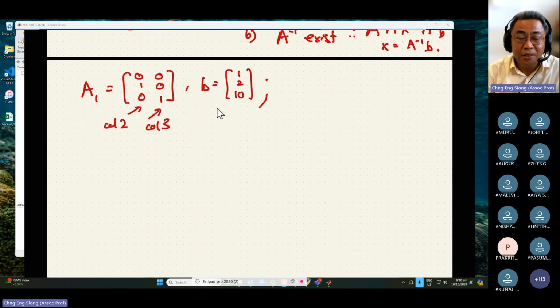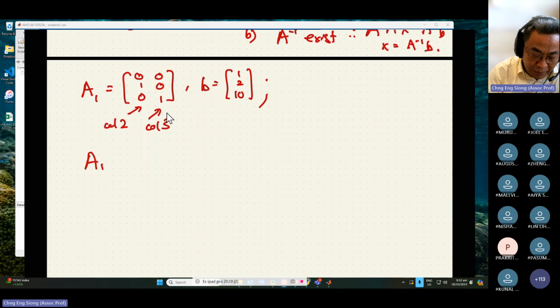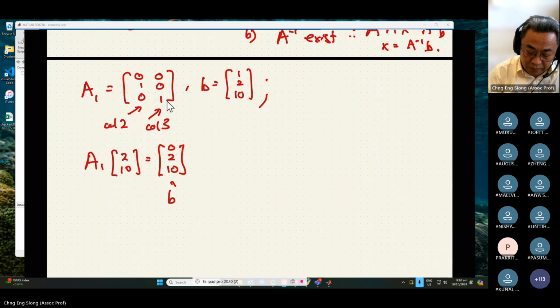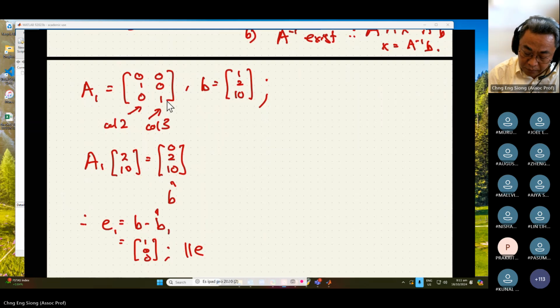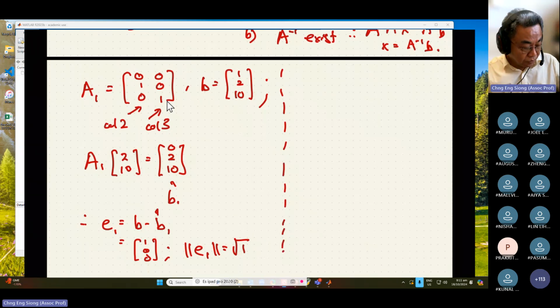So, okay, let's try. Trying to solve this is trivial, right, guys? Even without any computation, you can figure out what B hat is. What is A1? So A1 should be multiplied by what value, guys? I don't even need to compute. It's 2 and 10 because 2 will multiply by this guy. So I will get 0, 2, 10 as my B hat. Therefore, my E equals B minus B hat equals 1, 0, 0. And therefore, the norm of E, I call this E1, equals the square root of 1. So this is A1. What about A3, guys?